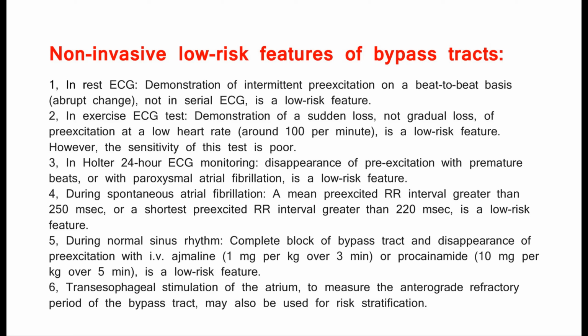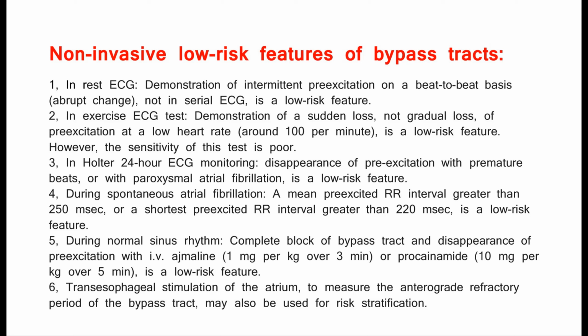3. In Holter 24-hour ECG monitoring, disappearance of pre-excitation with premature beats, or with paroxysmal atrial fibrillation, is a low-risk feature. 4. During spontaneous atrial fibrillation, a mean pre-excited RR interval greater than 250 milliseconds, or a shortest pre-excited RR interval greater than 220 milliseconds, is a low-risk feature. 5. During normal sinus rhythm, complete block of bypass tract and disappearance of pre-excitation with IV ajmaline, 1 mg per kg over 3 minutes, or procainamide, 10 mg per kg over 5 minutes, is a low-risk feature.